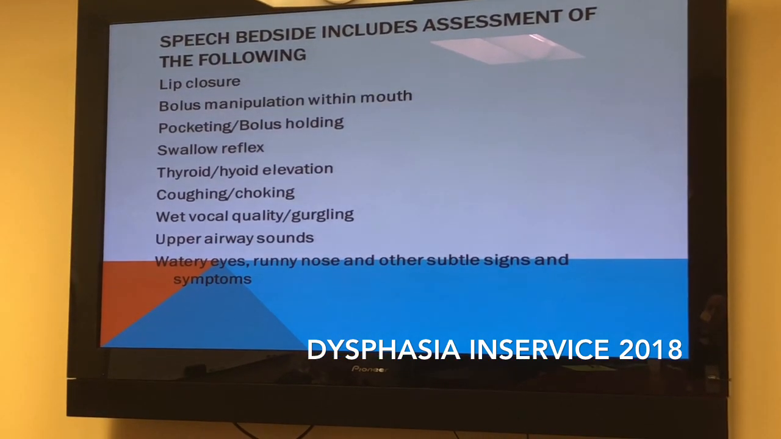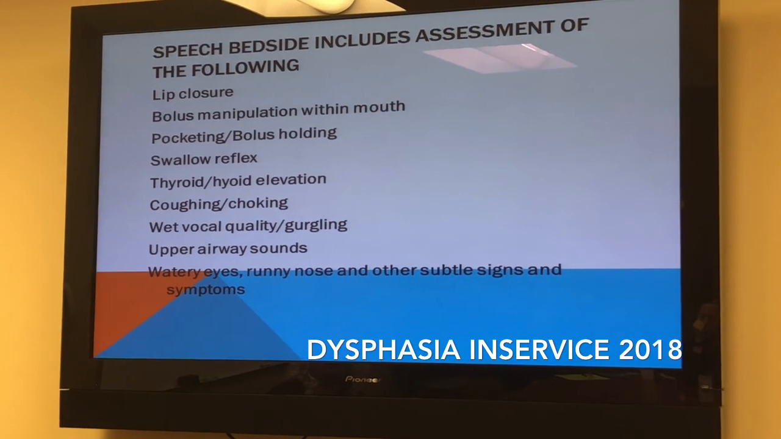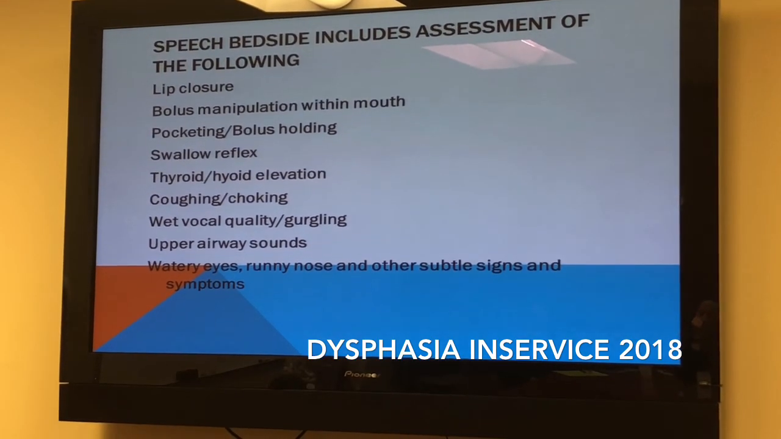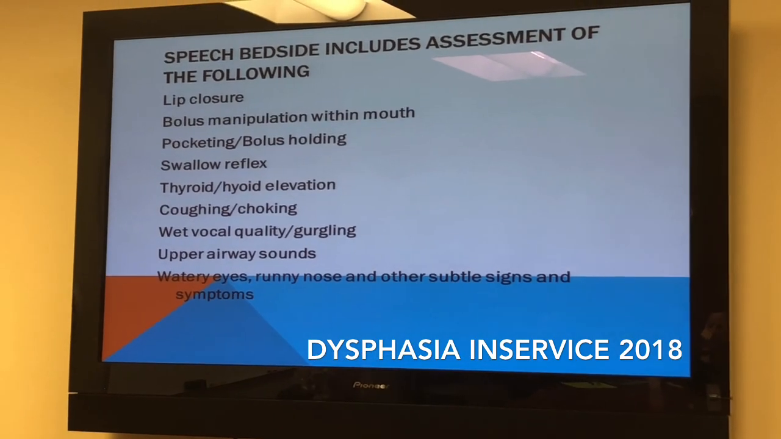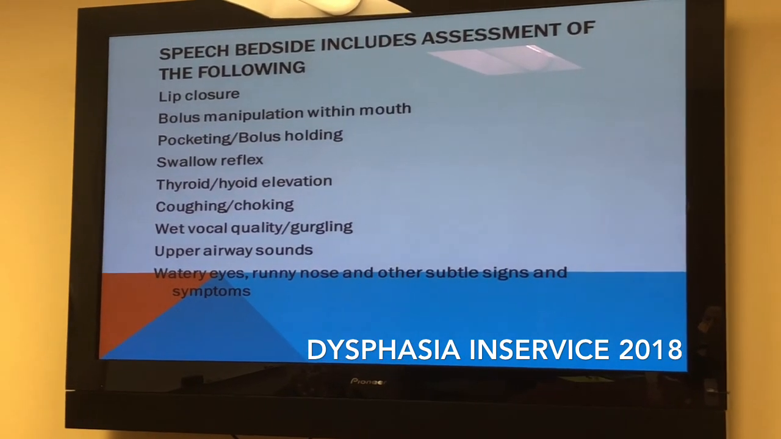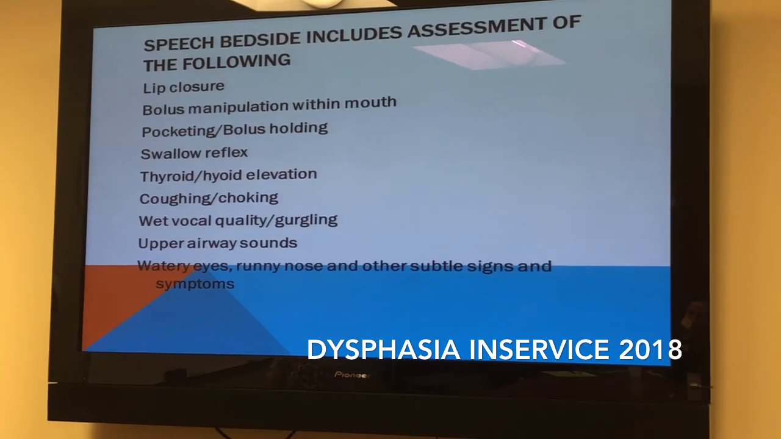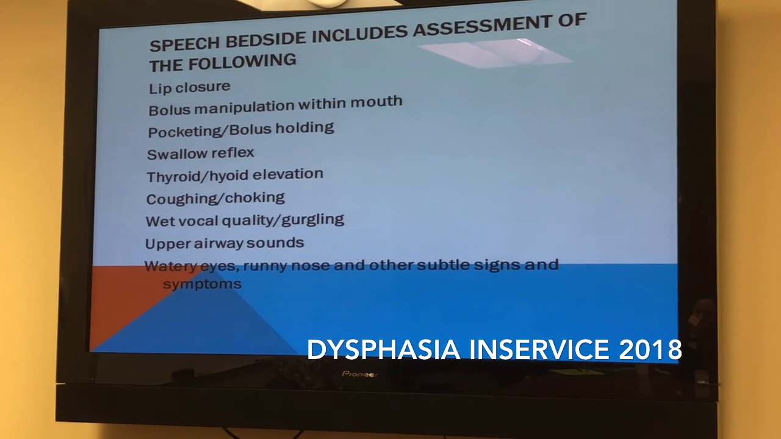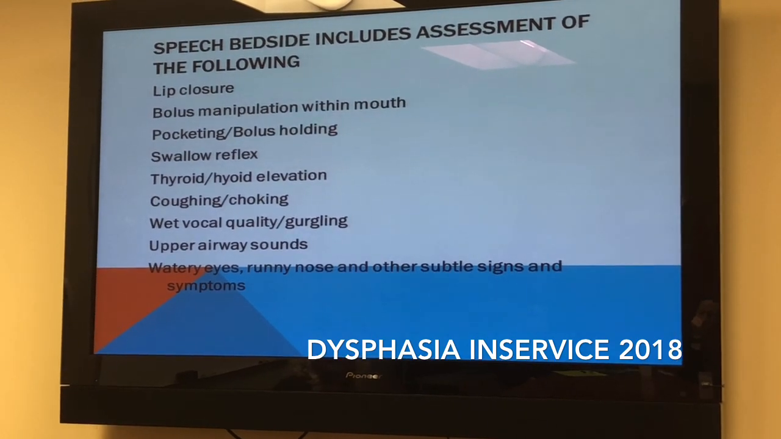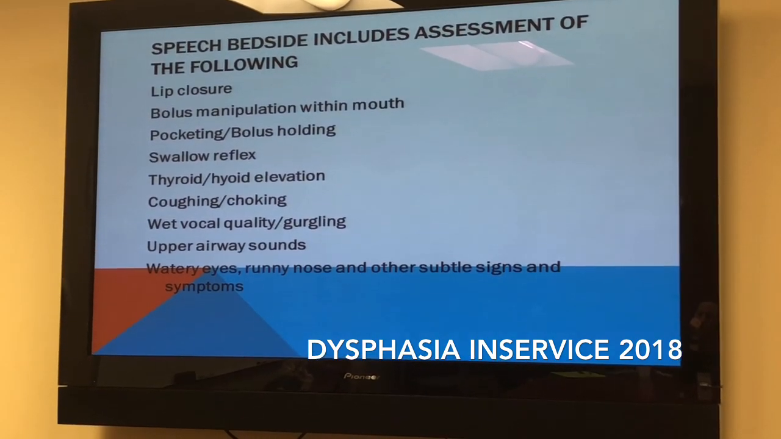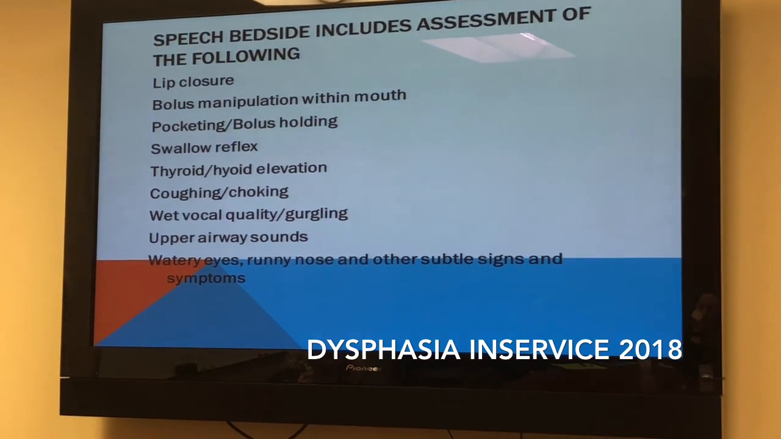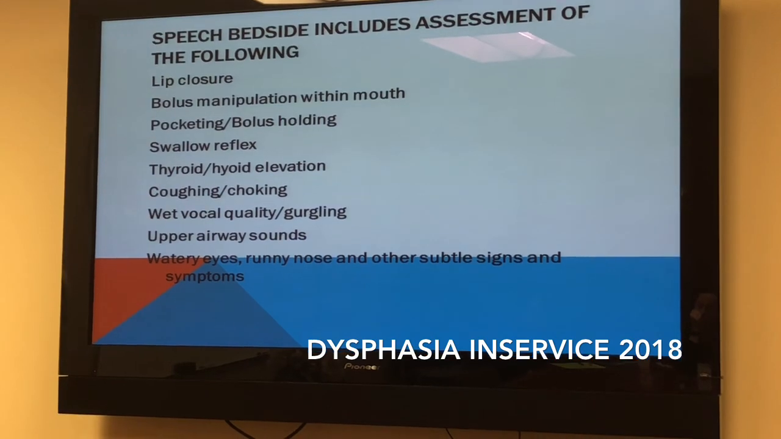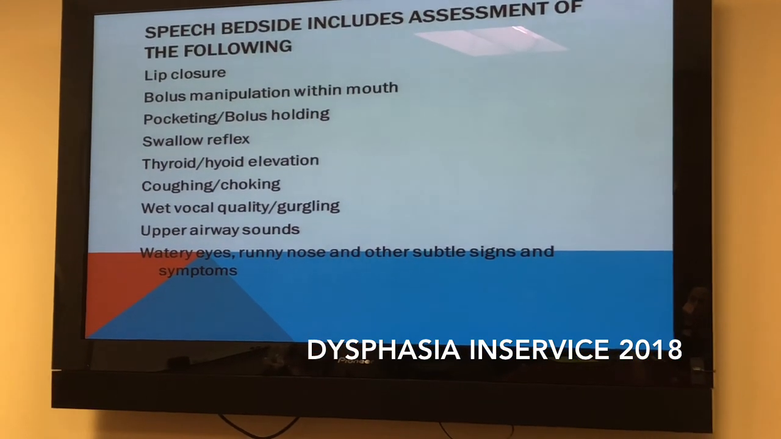We watch for signs of aspiration such as coughing, choking, wet, gurgly vocal quality, upper airway sounds, and changes in their vocal quality. I always lean over the bed real close and listen to the patient's lung sounds before and after they drink, because I'm listening to that upper airway. And then we watch for other subtle signs such as watery eyes, runny nose, and sometimes running a low-grade temp can be an indication.